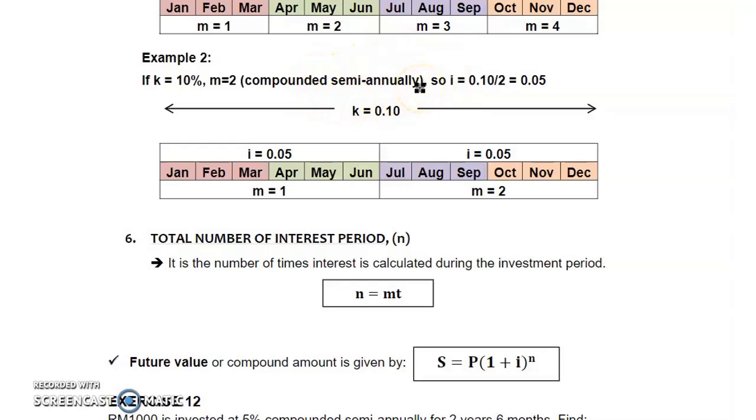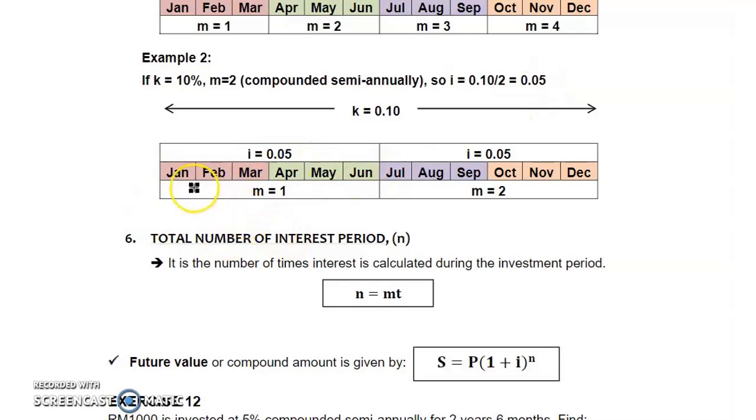If semi-annually, the interest period is every 6 months. We wait 6 months and then calculate interest. And then we wait for another 6 months. For example, here July until December, we calculate another interest. So within 1 year, how many times do we calculate interest here? If semi-annually, 1, 2. So M equals 2. If M equals 2 and the rate for 1 year is 10%, so every 6 months, how many percent? So K divided by M. So 10% divided by 2, we will get 5%.